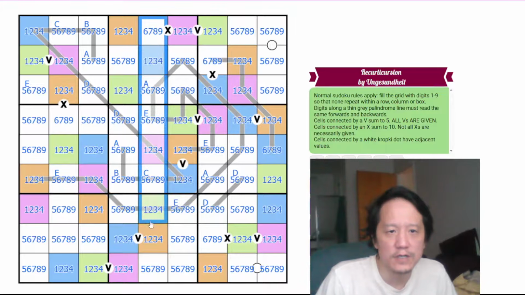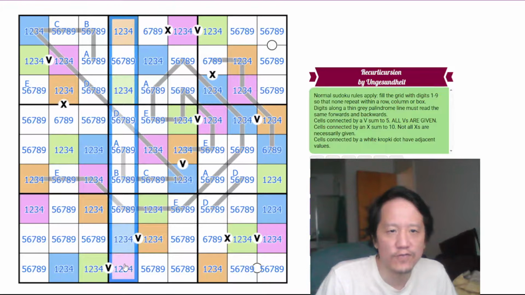Where is E in column 4? Cannot be either of these. Can't be any of these because that's an E in the box. Can't be here because that's an E in the box. So this must be E here. Since this is A, B, D, and E, this has to be C remaining.